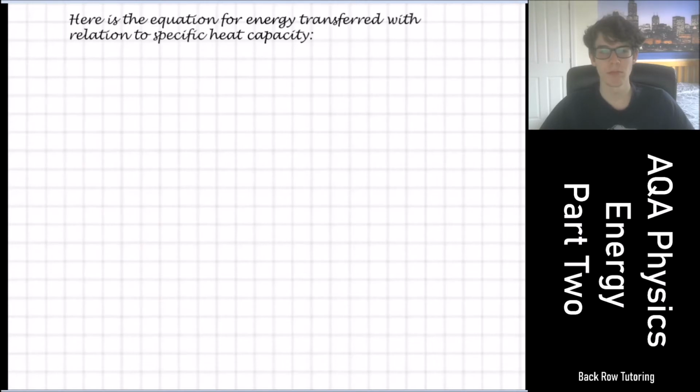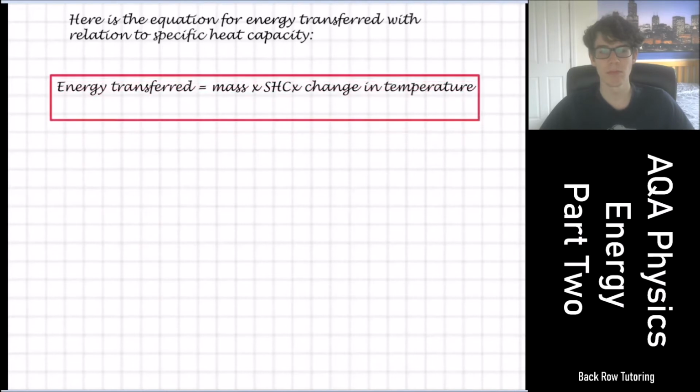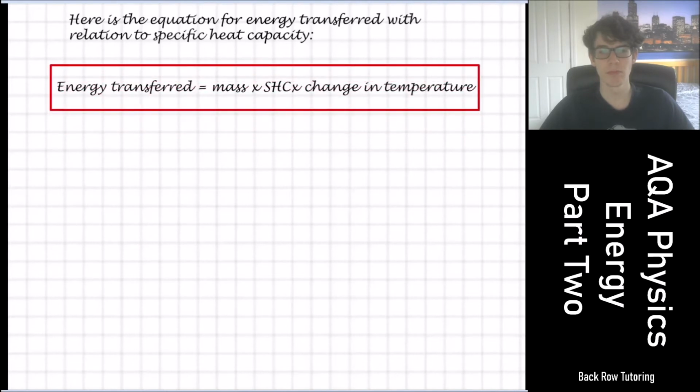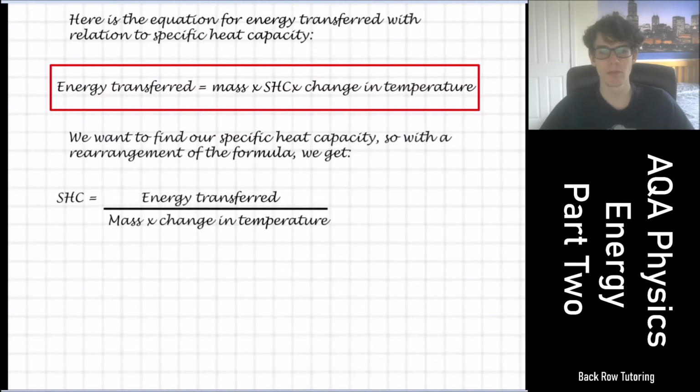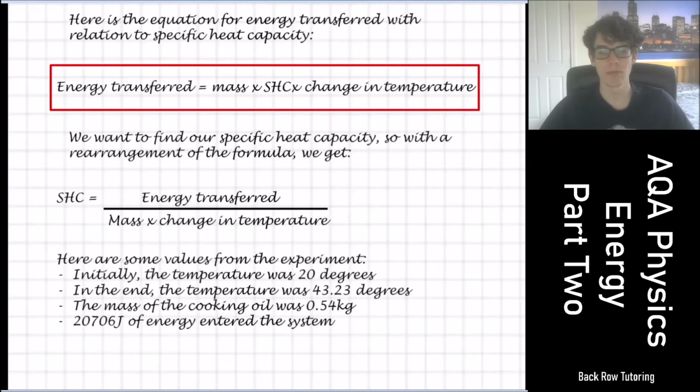Here is the equation for energy transferred in relation to specific heat capacity. Energy transferred is mass times the specific heat capacity times the change in temperature. Now we want to find our specific heat capacity, so we need to rearrange this formula. Once we've rearranged it, we get that the specific heat capacity is the energy transferred divided by the mass multiplied by the change in temperature.